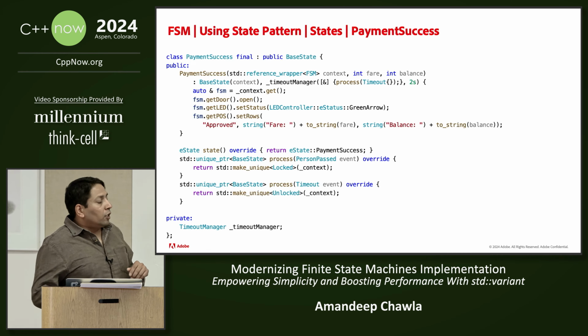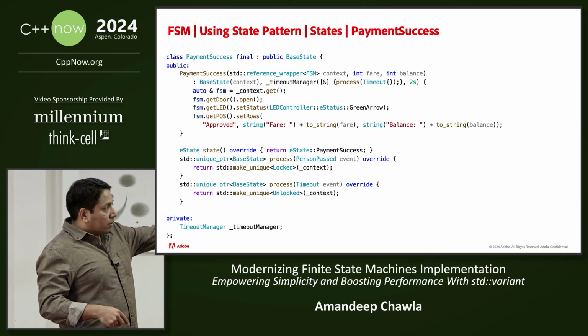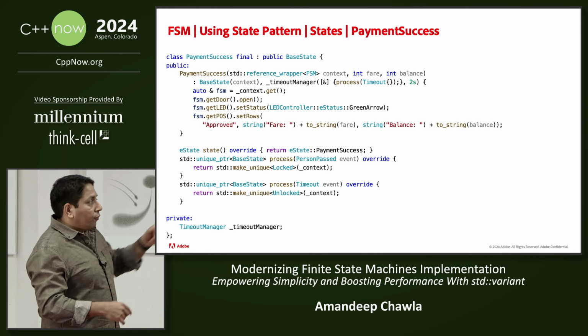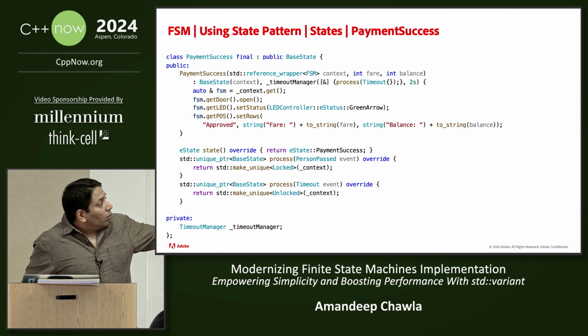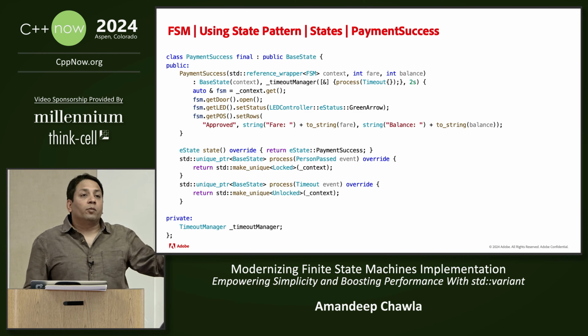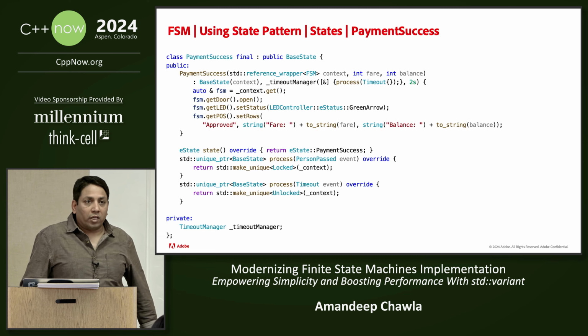Another thing to note is, as soon as I'm in the payment success state, I should open the doors. I should not make the person wait for 2 seconds so that it moves to the unlock state. So that's why it also handles the person passed event. If I get the person passed event, I directly go to lock state, bypassing the unlock state. And in case of timeout, I may move to unlock state, so that it can wait till the person passes. Because I don't want to have this fare and balance information for much longer period. It is just required for 2 seconds, to give an indication.